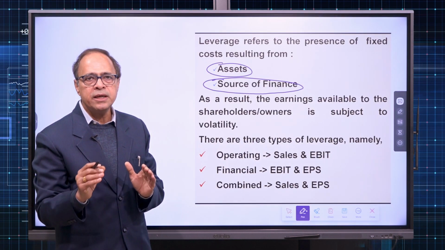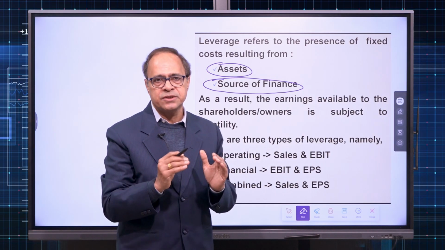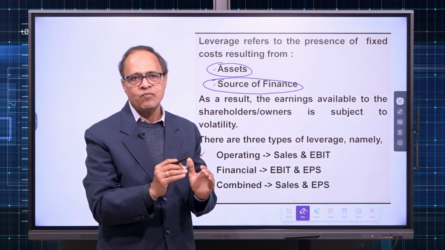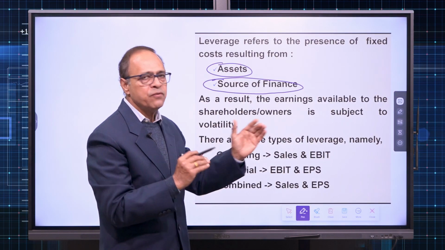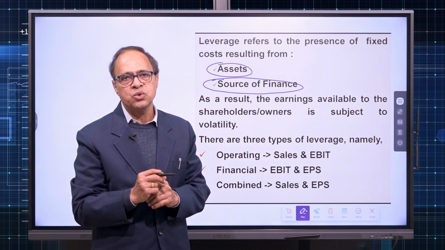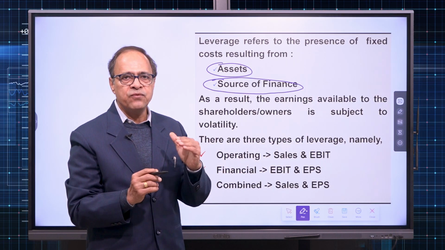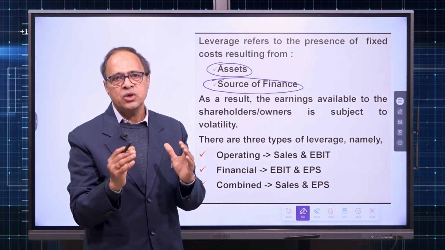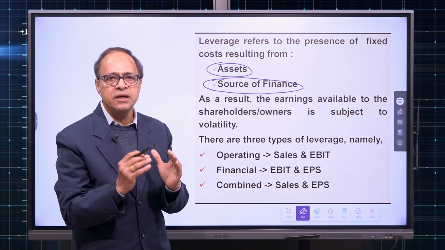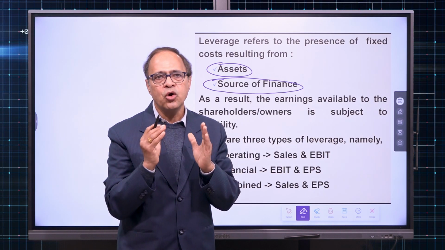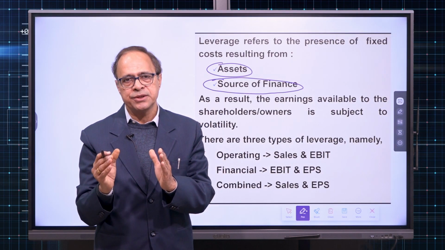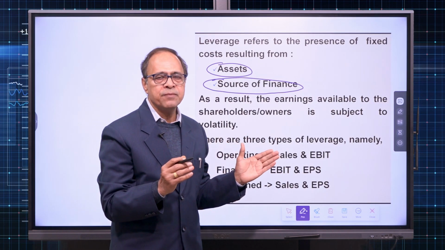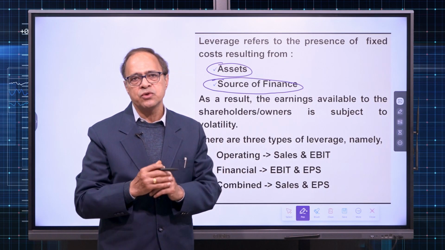As a result, the earning available to the shareholders is subject to volatility. That means the moment a company has engaged certain assets on which it has to pay committed payment irrespective of the use of the asset, then earning available for the equity owners are subject to volatility. That means for every change in the sales volume, their operating income will fluctuate. So under operating leverage, we will be studying the relationship between sales and the operating profit, that is EBIT, earning before interest and tax.